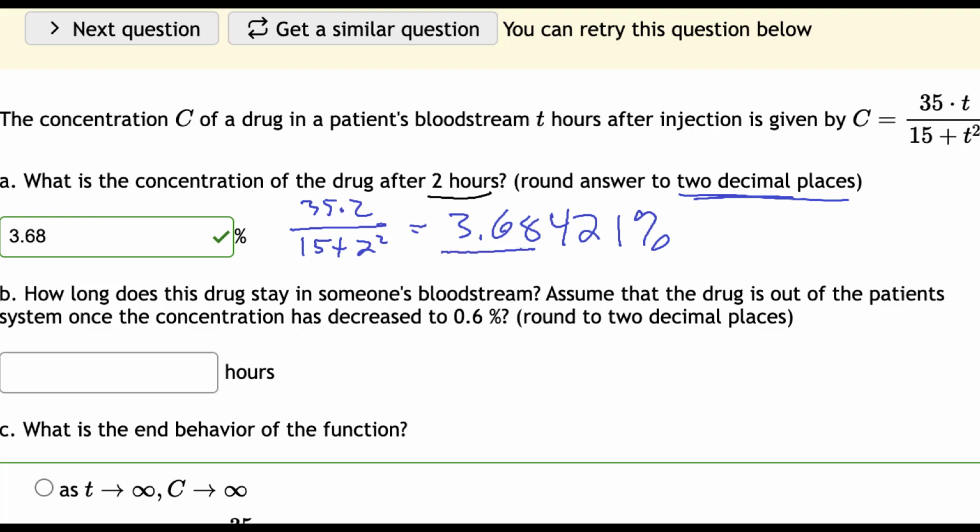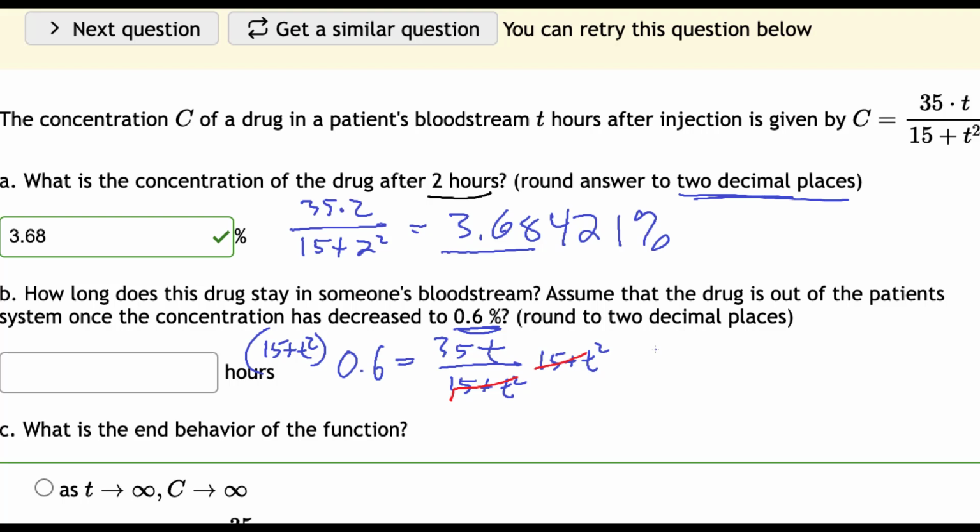So boom. Then it says, how long does this drug stay in someone's bloodstream, assuming the drug is out of the patient's system once the concentration has reached 0.06%? So we're going to replace C with 0.06. So 0.06 equals 35 times T over 15 plus T squared. I'm going to multiply both sides by 15 plus T squared, so that will divide out in the denominator.